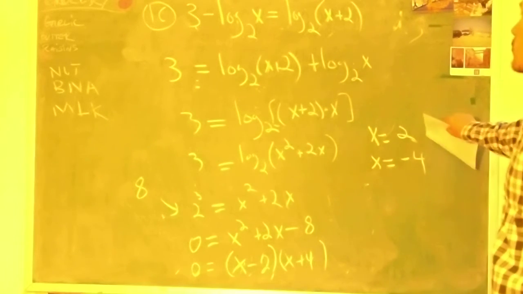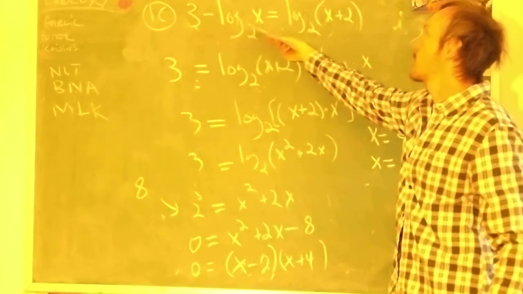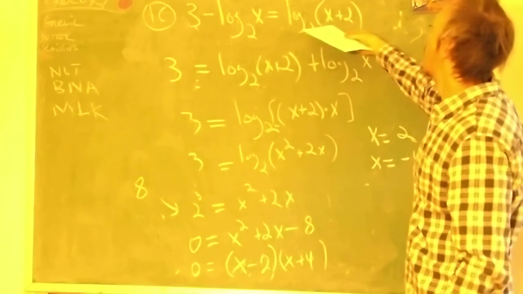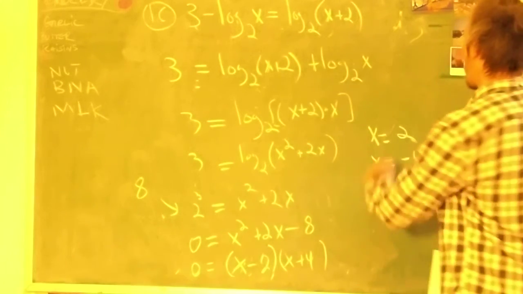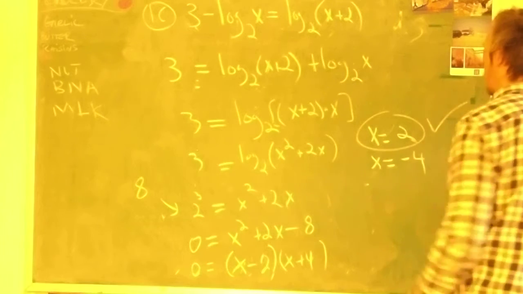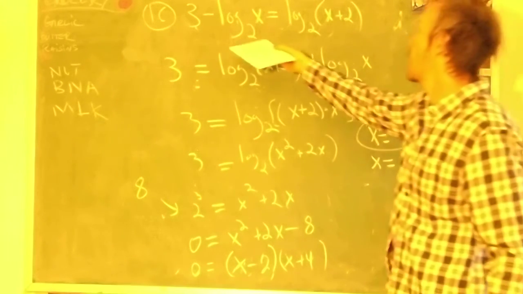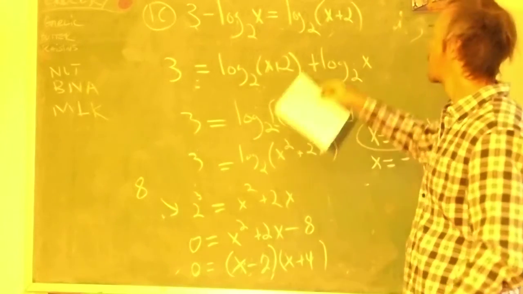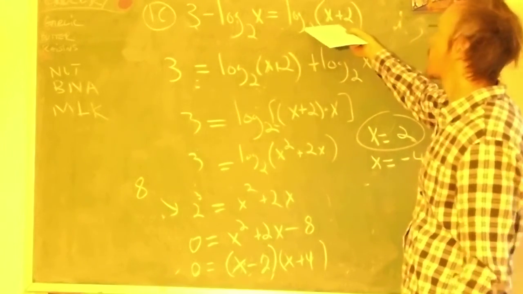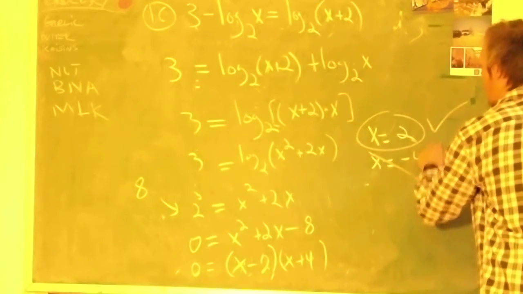And now we need to take each one of these solutions and check them. So for x equals 2, that will be log base 2 of 2, that's fine. 2 plus 2 is 4, so log base 2 of 4 is also fine. So this is okay. But negative 4 is not okay. When I put negative 4 into either one of these expressions, I get log base 2 of negative 4. That's not okay. And then negative 4 plus 2 is negative 2, so that's log base 2 of negative 2. Also not okay. So this is not a solution.